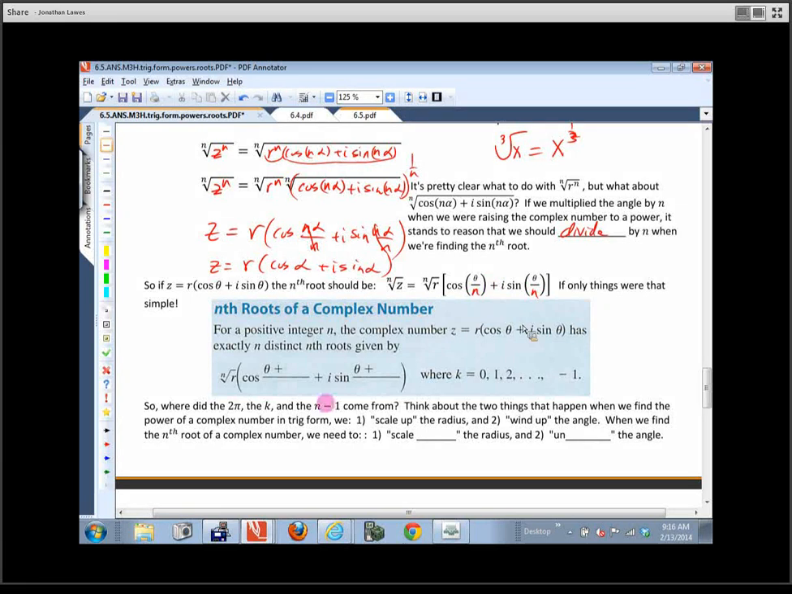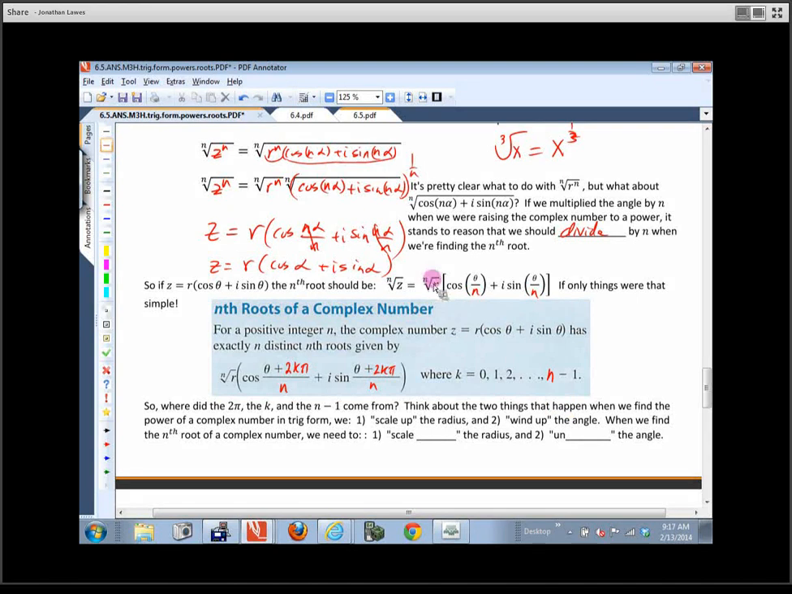This is the actual formula, and we're going to fill this in. So if z equals r cosine theta plus i sine theta, then if I want to take the nth root, here's what I do. I take the nth root of the radius, I take theta and divide it by n, but I've also got this other thing here. I've got 2k pi, and this is going to be 2k pi over n, where k can be any integer from 0, 1, 2, 3, 4, all the way up to n minus 1.